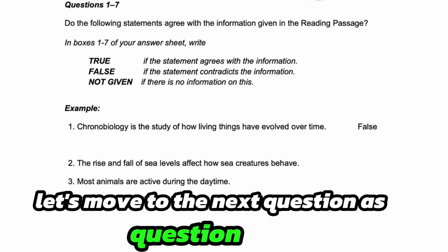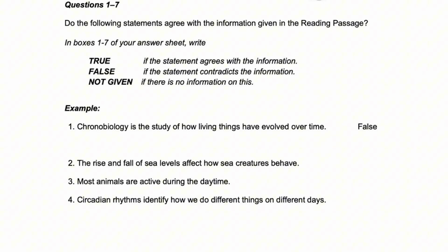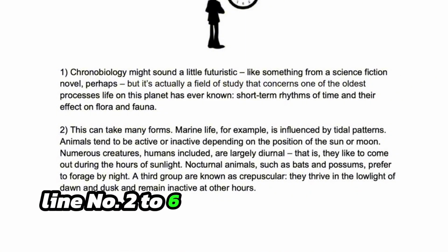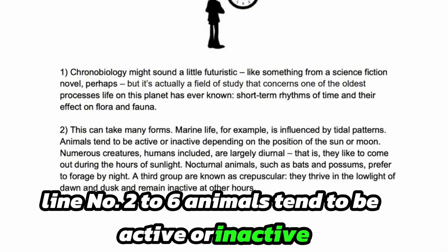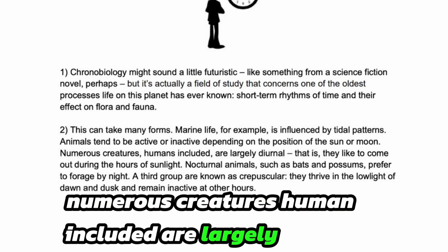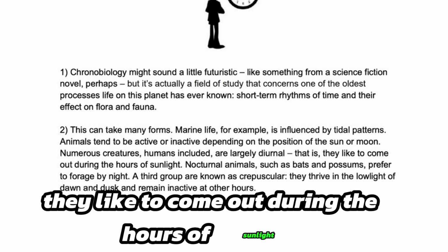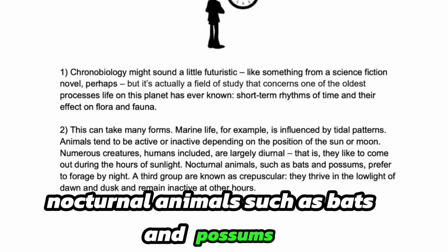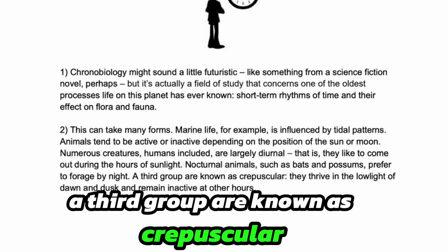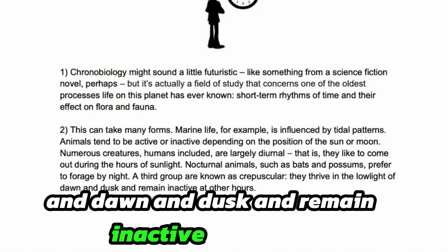Let's move to the next question. That's question number 3. Most animals are active during the daytime, and the passage references paragraph number 2, line number 2 to 6. Animals tend to be active or inactive depending on the position of sun or moon. Numerous creatures, human included, are largely diurnal. That is, they like to come out during the hours of sunlight. Nocturnal animals such as bats and possums prefer to forage by night. A third group are known as crepuscular. They thrive in the low light of dawn and dusk, and remain inactive at other hours.